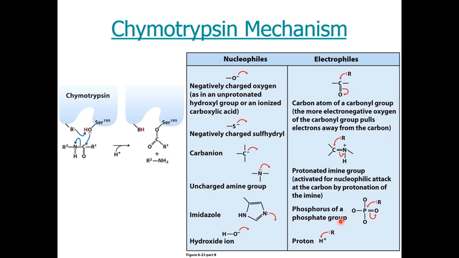Phosphorus of a phosphate group is also an electrophile. A nucleophile attacks the phosphorus center and the electron pair is pushed towards the oxygen. A proton is also an electrophile. A nucleophile can attack a proton.